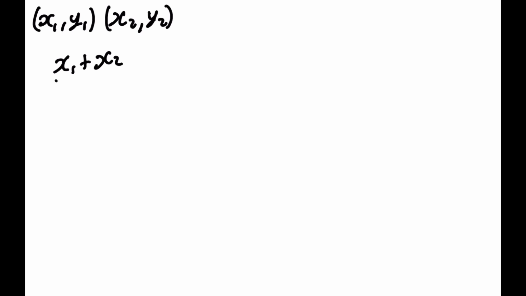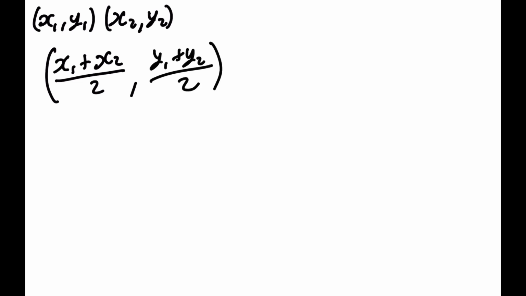So let's get started. Let's start with the midpoint. The midpoint of two points on a graph, say (x1, y1) and (x2, y2), is just (x1 plus x2) over 2, and (y1 plus y2) over 2. And this is the midpoint.